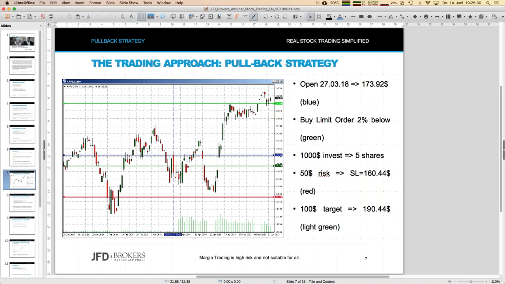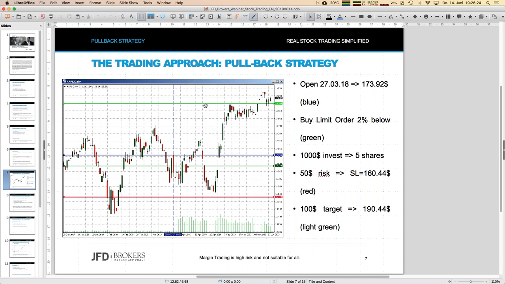Now the next step is I want to risk $50. And the logic is that the stop loss here is calculated. It's not taken out of the chart. It's not like making chart analysis. No, it's purely calculated. Since I have 5 shares and I want to risk $50, then per share I can lose $10. And that means my stop loss has to be $10 below my entry. That's the logic for calculation. Same with the target. If the trade is a winner, I want to profit $100. That means I have to gain $20 per share. And that means my take profit is at $190.